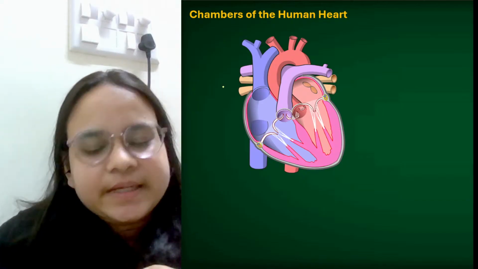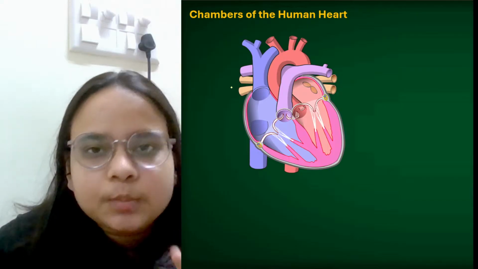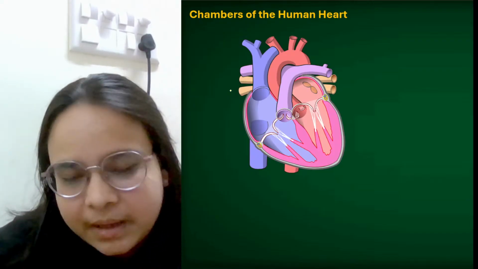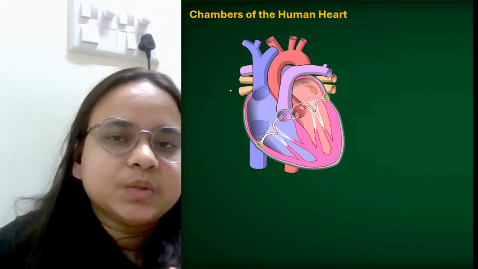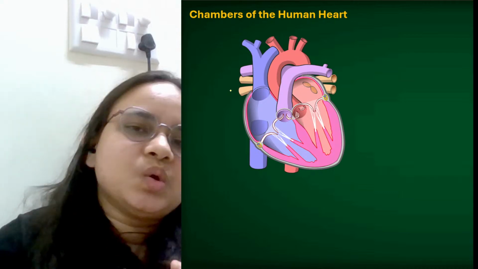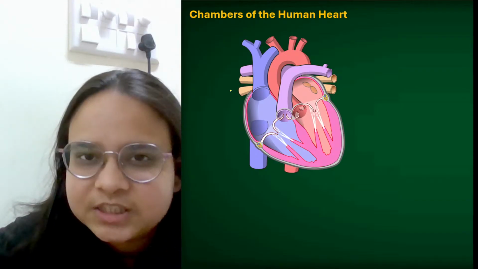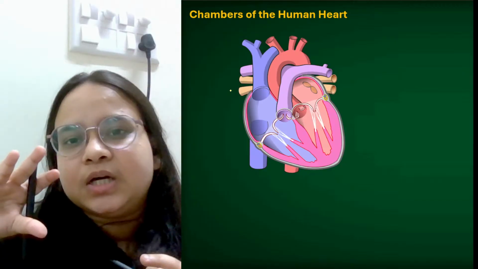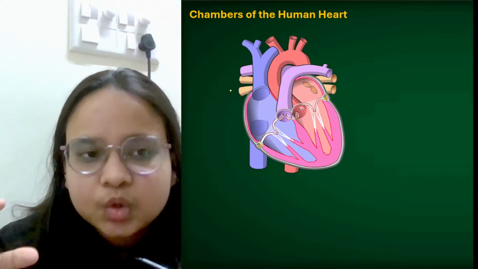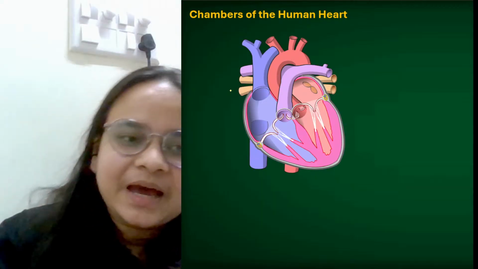Now let's talk about the chambers of the heart. A human heart is basically a mammalian heart. We are mammals. Who are mammals? Animals who can produce milk and have a hairy body are called mammals. In a human heart, we have four chambers. What are chambers? These are small closed spaces.